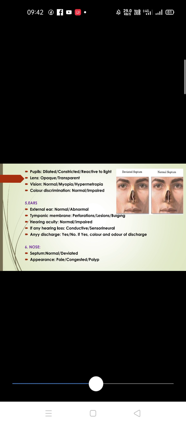Then next you will assess the ears. You will have to assess the external ear, then the hearing capacity, then if there is any discharge. Then the nose: you will assess the septum of the nose, then appearance, then the discharge, then pain and palpation of the sinuses. Then comes the oral cavity, where you will assess the teeth, dentures, tongue, everything.